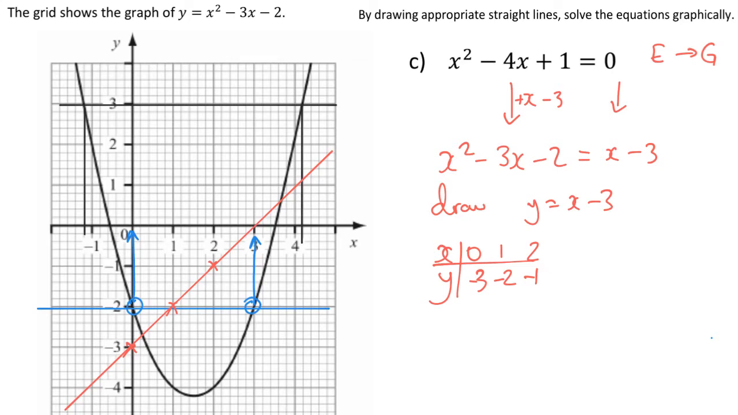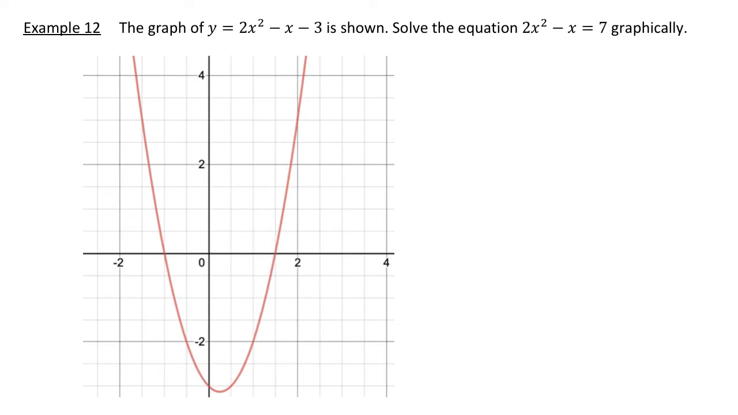And now we look for the x values of where the line and the curve meet. So the first one is here, and the second one is just there. So you're looking then at x values of 0.3 and 3.7 approximately.